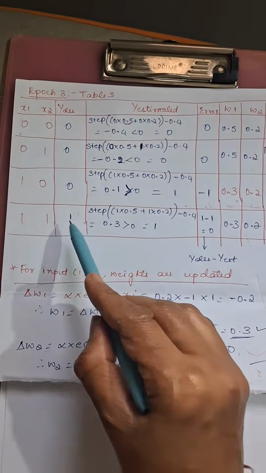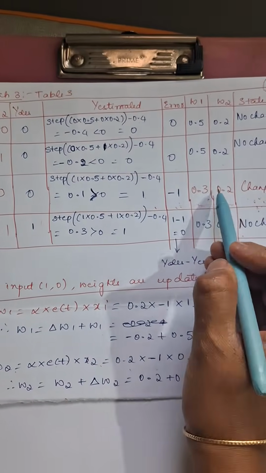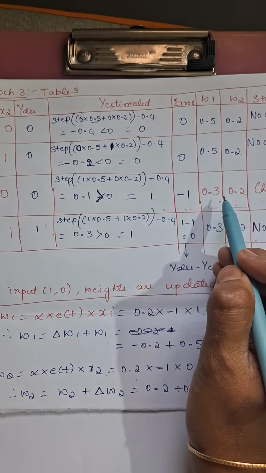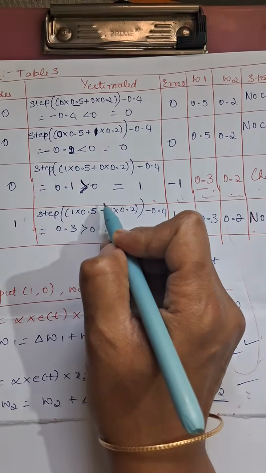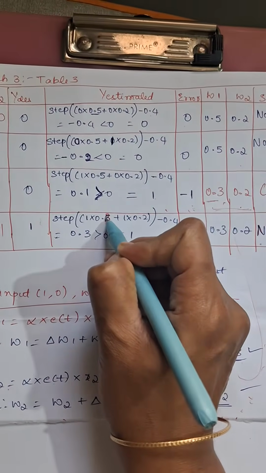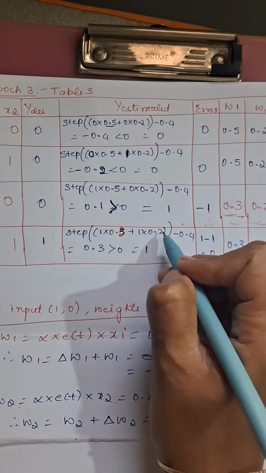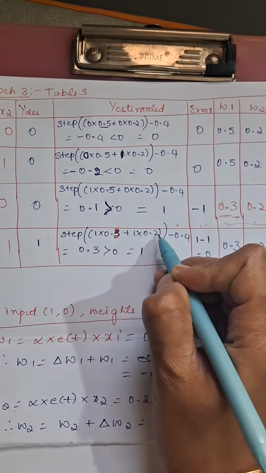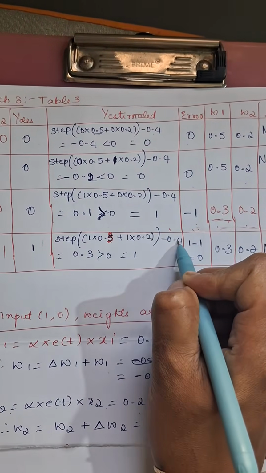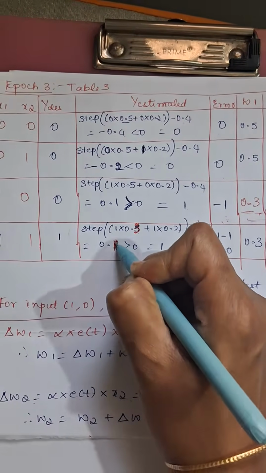Now come to the next step. Again find out step 1 into 0.5. Which one? Take this value. Okay, we are supposed to take this one. 1 into 0.3. It's a mistake. I have to take these updated weights. 1 into 0.3 plus 1 into 0.2. So how much am I getting? 1 into 0.3 is 0.3 plus 0.2, 0.5. 0.5 minus 0.4 is 0.1. It is positive only. That's why it has not impacted.